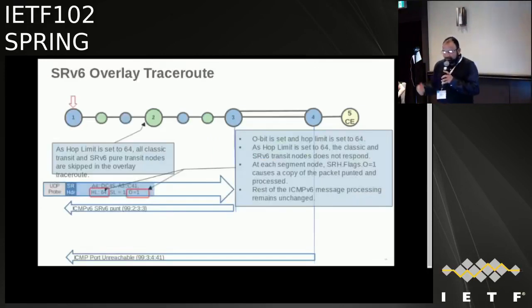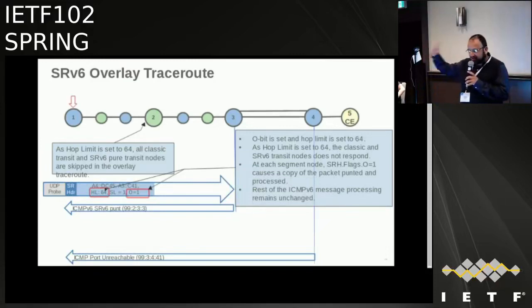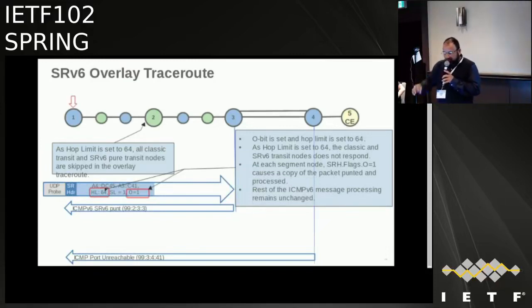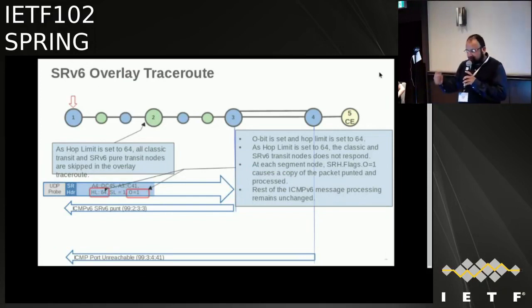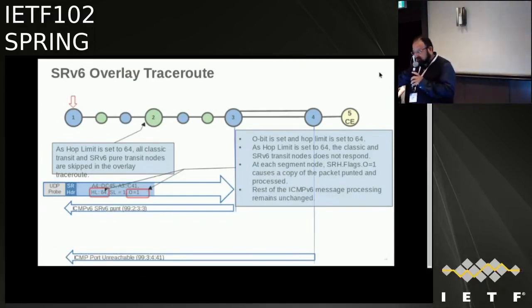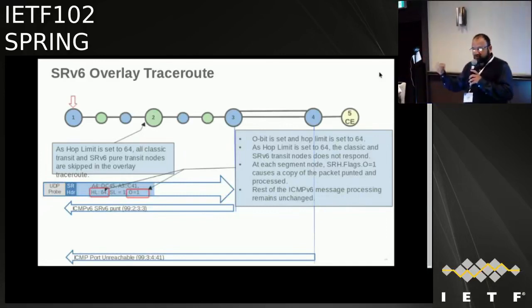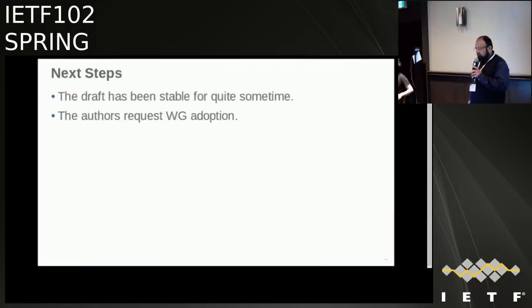And in case of overlay trace or segment by segment ping, we can make use of the OBIT to force the packet to be processed by the segment on the SR path, and the response only comes from the segment, and the behavior there is to make a copy of the packet and forward. Next slide, please. So this draft has been there for almost a year, and it's been stable.